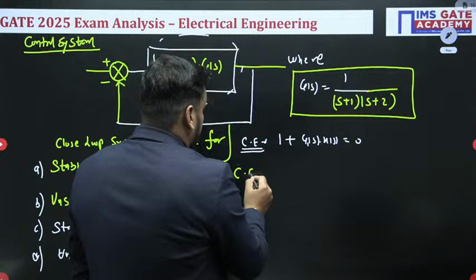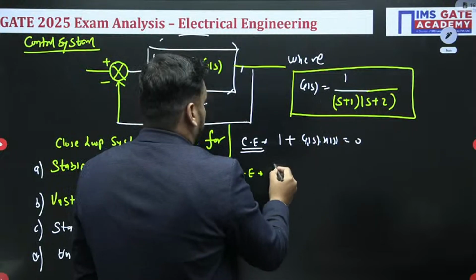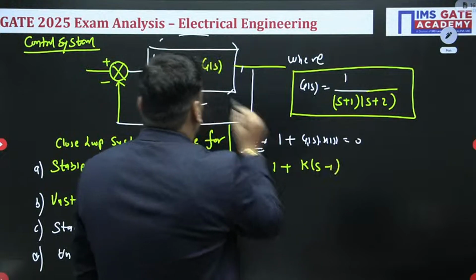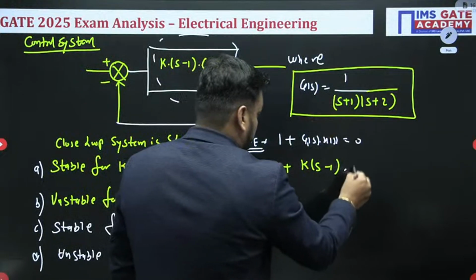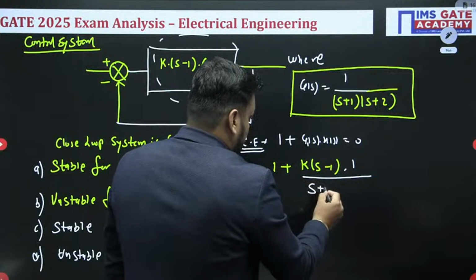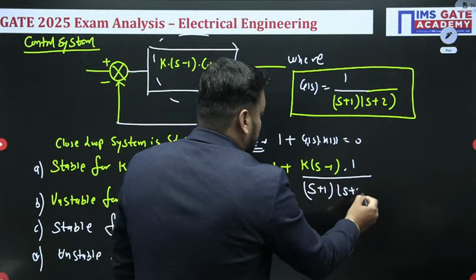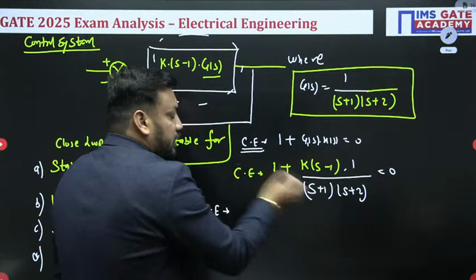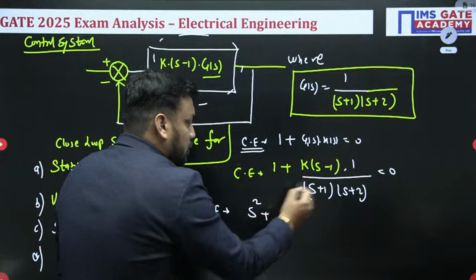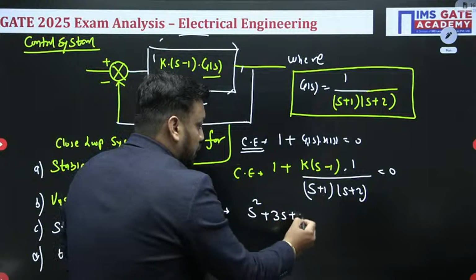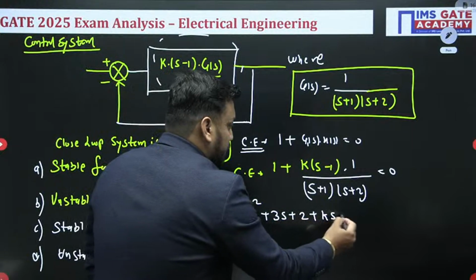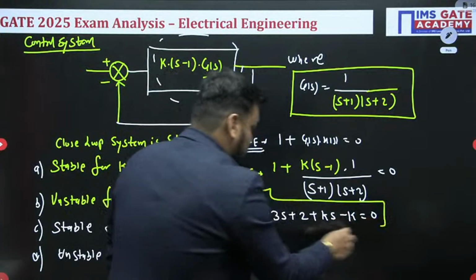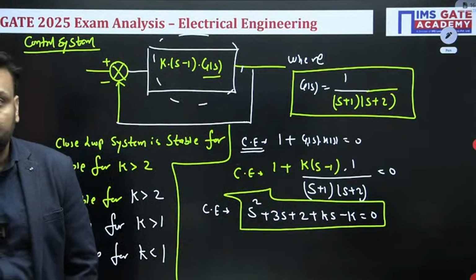So my characteristic equation will be nothing but this value I should write: 1 plus, this is G1(s) means K into (s minus 1), and this G(s) value entirely I need to put here, so 1 upon (s plus 1)(s plus 2) equal to 0. When you write the characteristic equation, just take the LCM, so you will get s square plus 3s plus 2 plus Ks minus K equal to 0. I hope this is clear, bachcho.